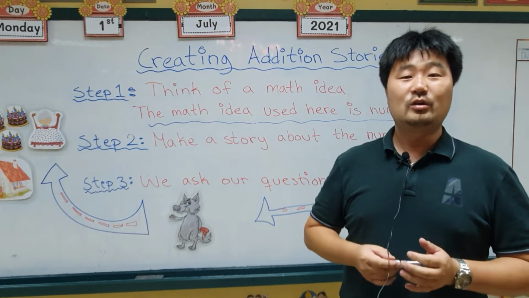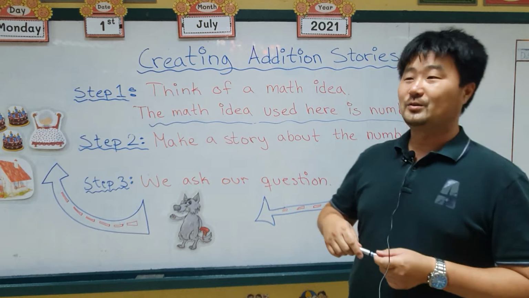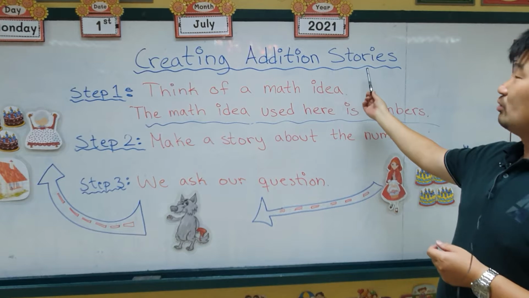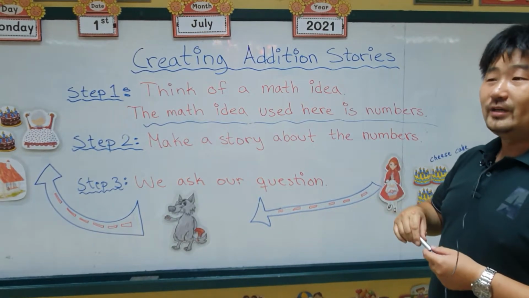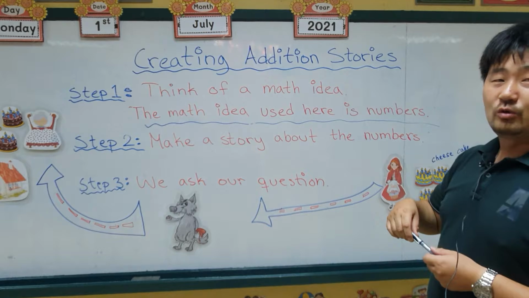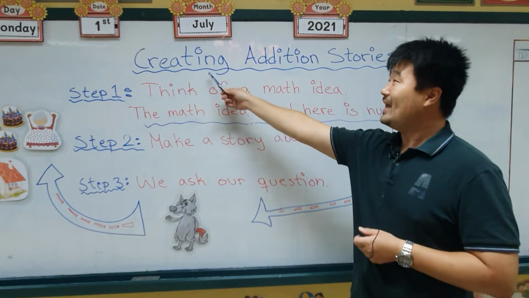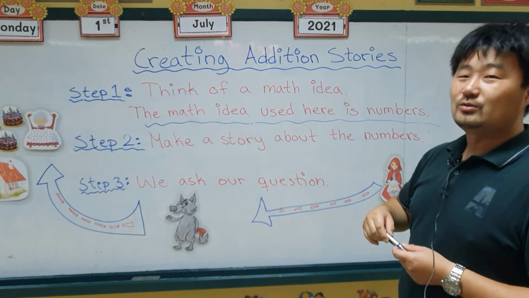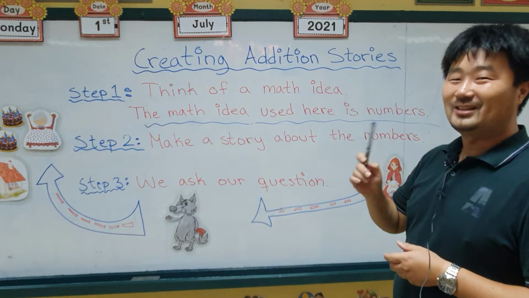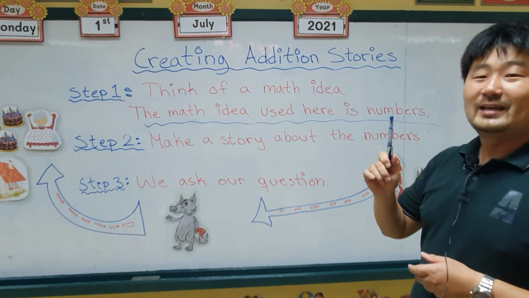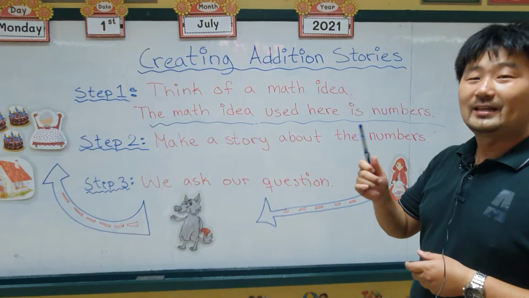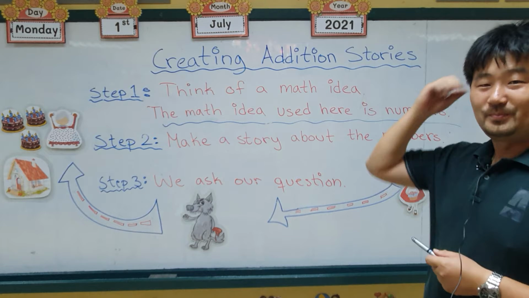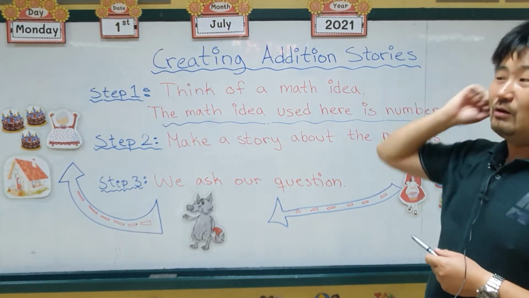So today we're going to start a new topic, and as you can see on the board, the new topic is creating addition stories. Last week it was word problem stories. Now you have to create the word problem story about addition. It's almost the same, but now you have to make the story. So now you will get the word sentence, you will get the numbers, and you will have to make a story out of those numbers. Okay? So how do you do that?